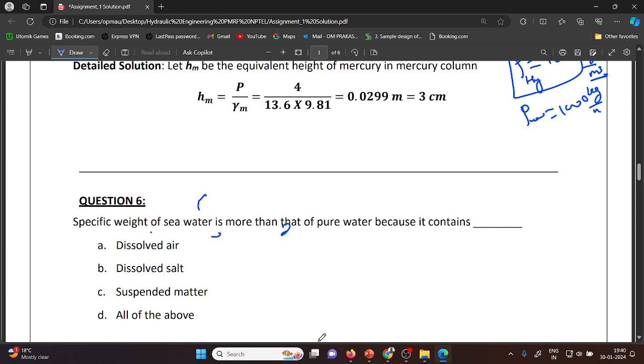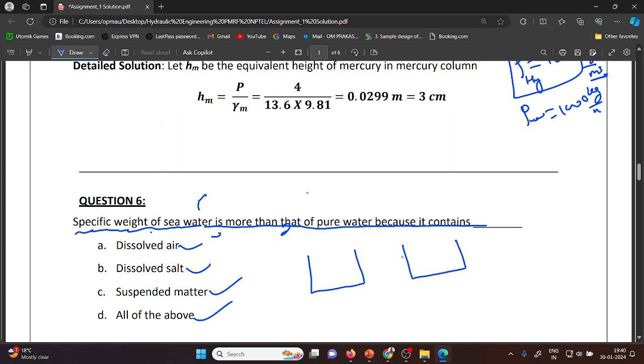Option B, dissolved salt. It is written here that the specific weight of seawater is more than that of pure water. So what is the reason? Can you dissolve air, dissolve salt, suspended matter, or all of the above? All of the above, sir. Yes, you have the sea water and you have the pure water.